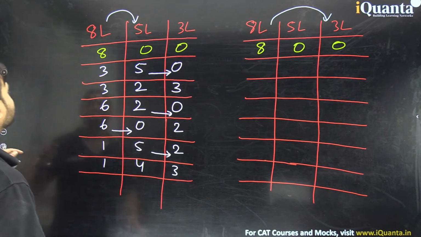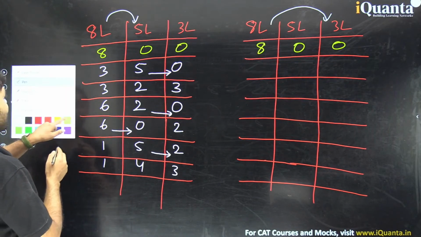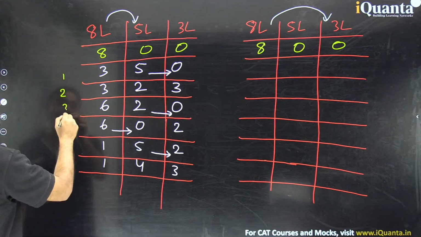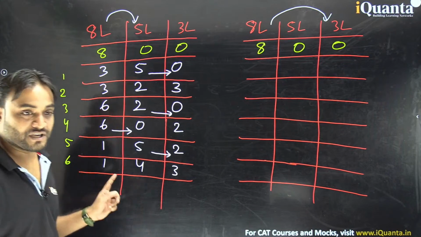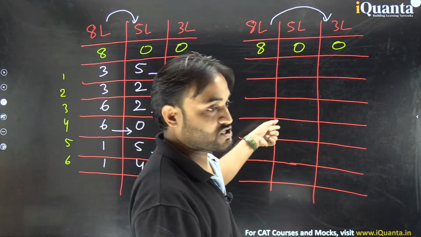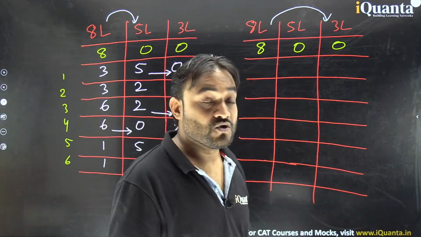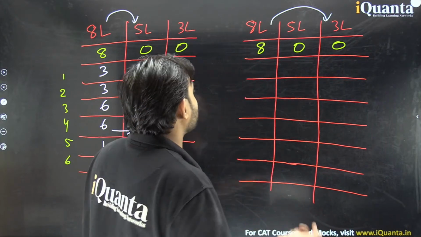So how many steps are there? You can see how many steps there are, right? 1, 2, 3, 4, 5, 6. So there are 6 steps here. Now next we need to try this one also. Let's see if we can do any better.